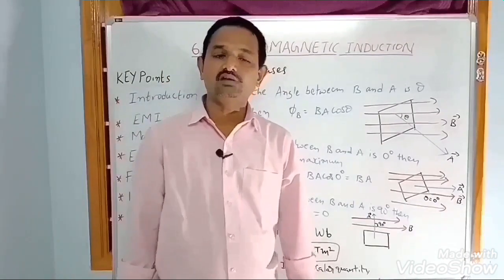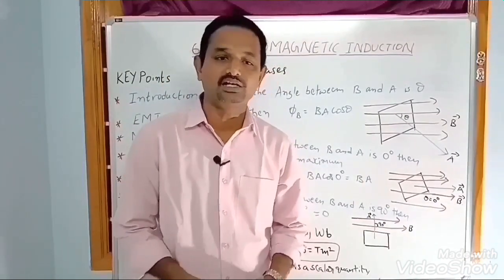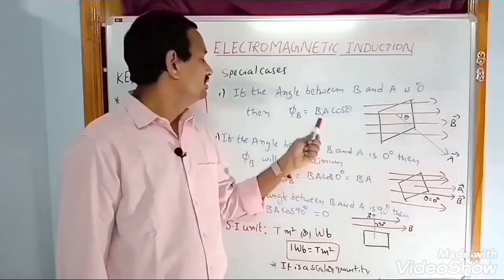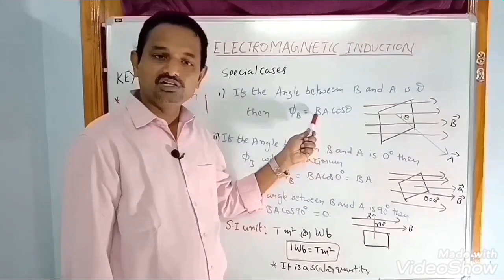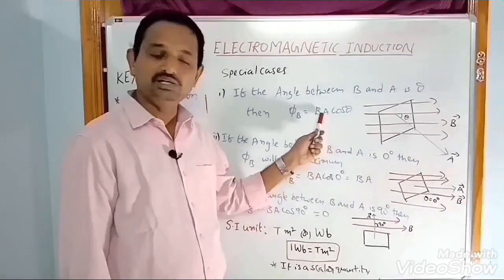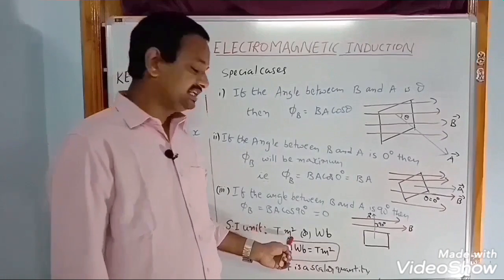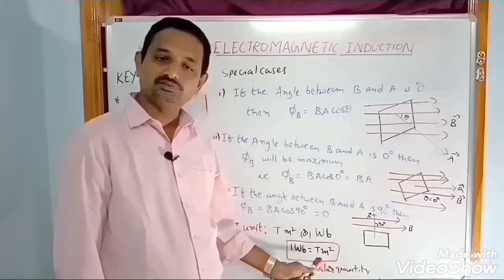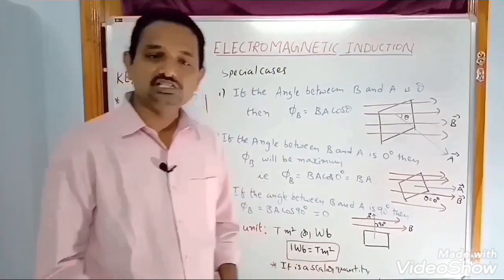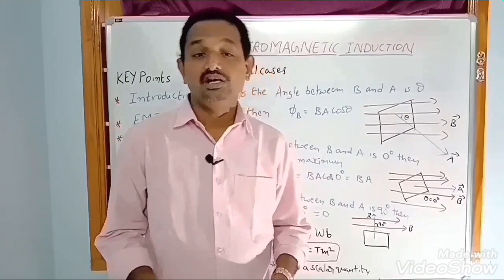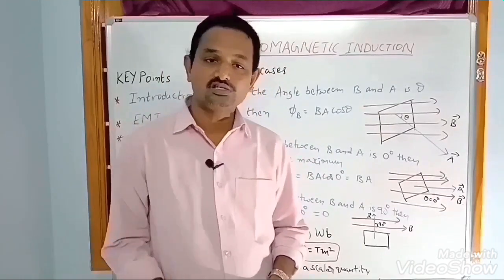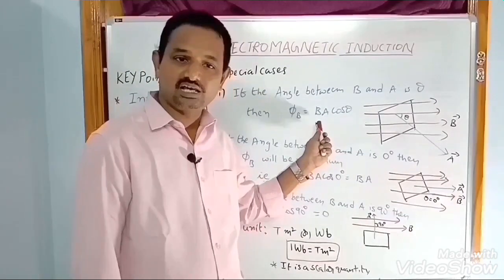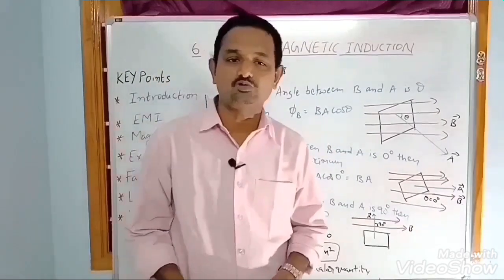And one more thing here, what is the SI unit for magnetic flux? Magnetic flux is BA cos theta. The SI unit for strength of the magnetic field is Tesla and area is meter square. So the SI unit is Tesla meter square or Weber. 1 Weber means 1 Tesla meter square. So magnetic flux is which quantity? Is it scalar or vector? It is a scalar quantity. Why? Because it is the dot product of two vectors, and the dot product of two vectors is scalar. So magnetic flux is a scalar quantity.